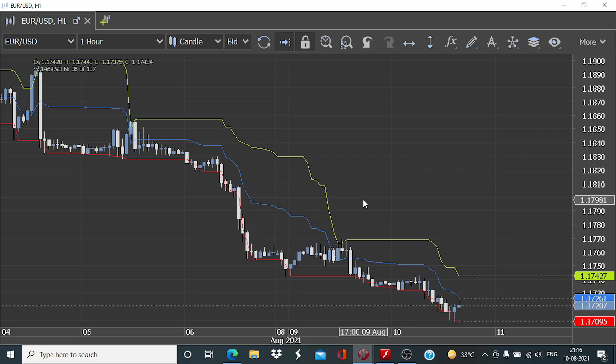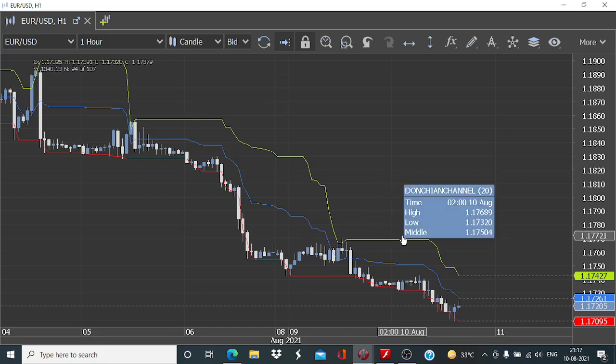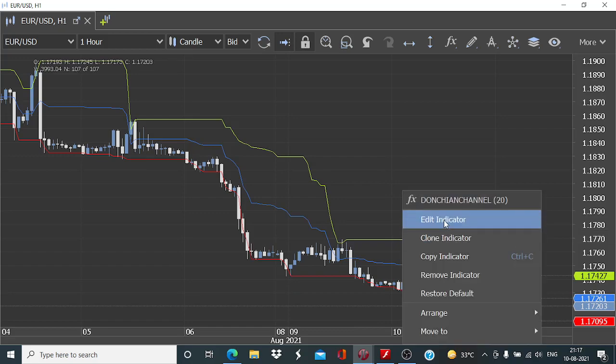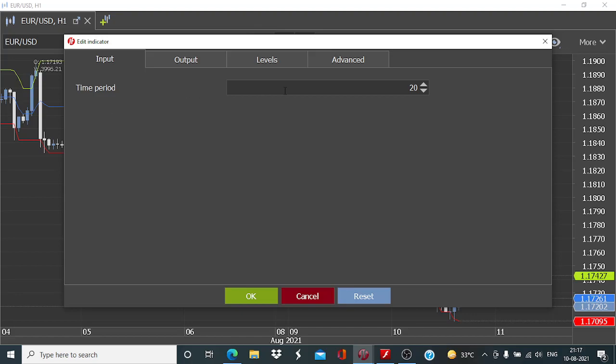We want to be trading in the direction of the trend, so we will be looking to buy when the momentum is bullish, and we will be looking to sell when the momentum is bearish. And for that we are going to use the data for the last 24 hours. This is the default setup with the candle period of 20, so I will change it to 24.